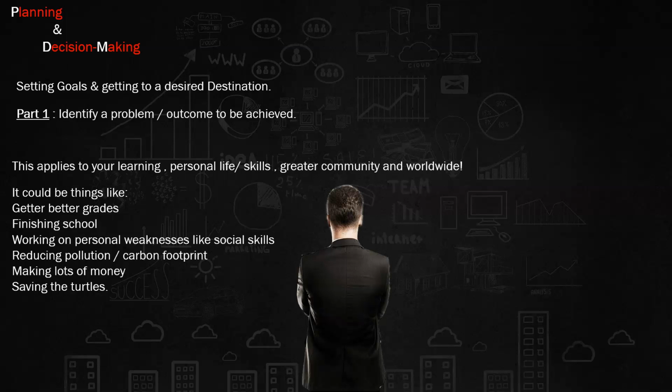It could be something a bit more global, such as reducing pollution or your personal carbon footprint. It could be something personal like making lots of money. And we can certainly refine that to be slightly clearer or slightly better phrased, such as financially stable. We can establish timelines, but ultimately, in a nutshell, what you're trying to say is, I want to be wealthy, or I want to be comfortable with money. Or it could be, again, something global or personal, like saving the turtles.